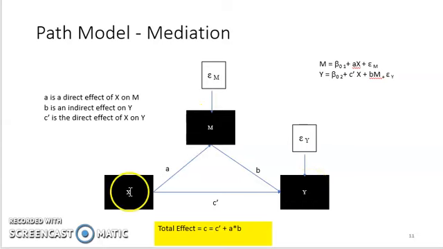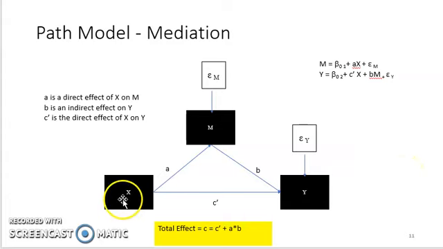So m is predicted by x, and y is predicted by x and m. And you'll see that you have an indirect effect, you have a direct effect, and then you have a total effect. So these small letters here represent the path coefficients. And here's another way of looking at it here. As I mentioned, because we are doing this as a path model, you are going to see some error terms here as well.